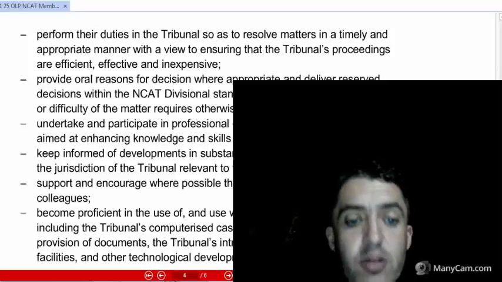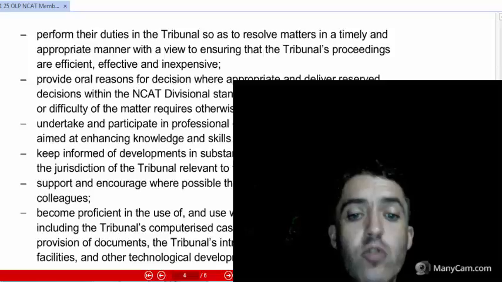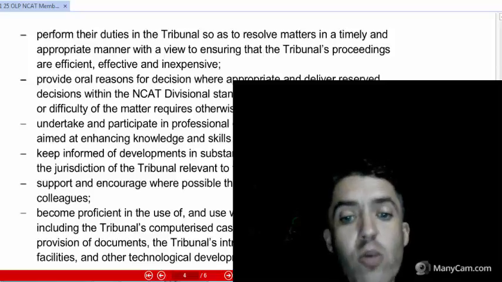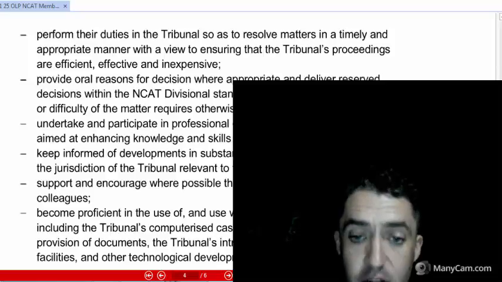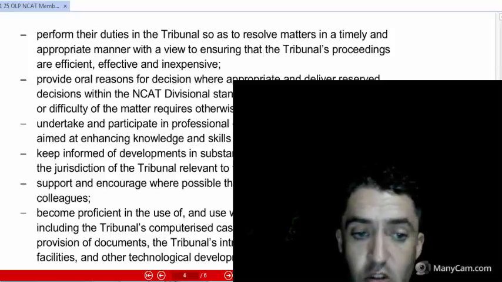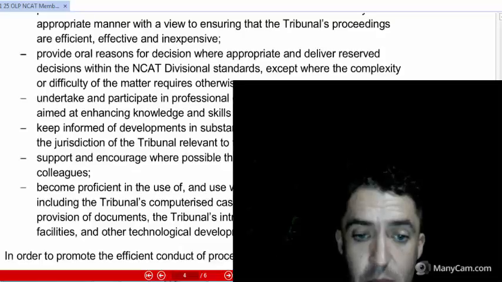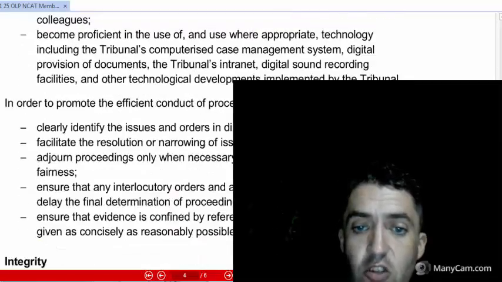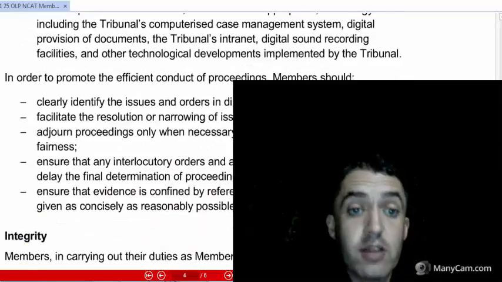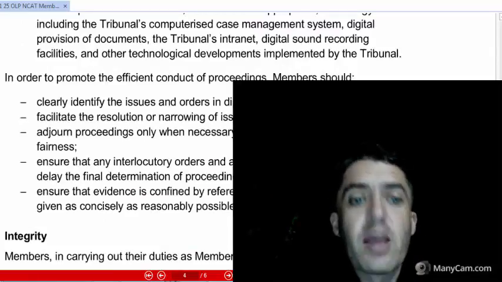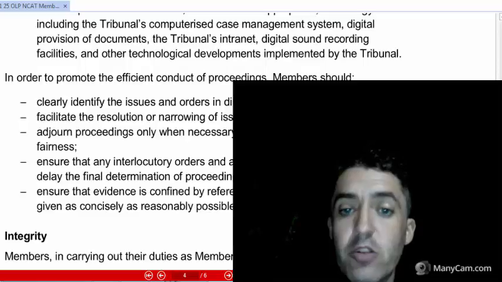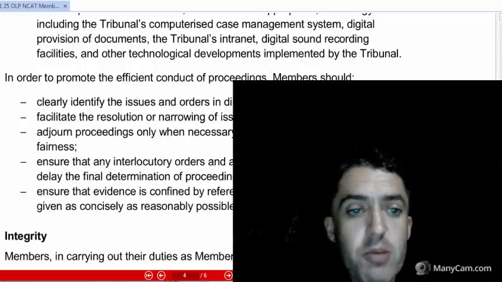Become proficient in the use of and use where appropriate technology, including the tribunal's computerized case management system, digital provision of documents, the tribunal's intranet, digital sound recording facilities, and other technological developments implemented by the tribunal.